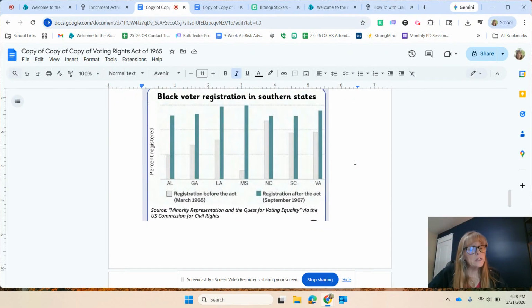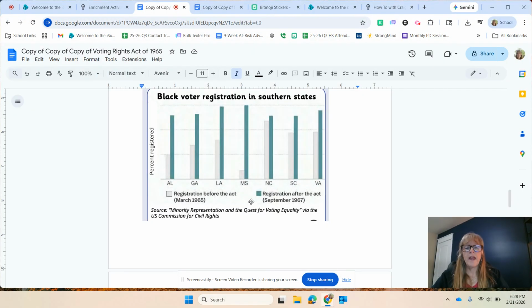Okay, now we need to know how to read the graph. The light colors are registration before the act, so this was in March of 1965. Here's Alabama, here's Georgia, here's Louisiana, Mississippi, and North Carolina was pretty high. It's got the largest one. And then here's South Carolina and Virginia. Those are the different states.